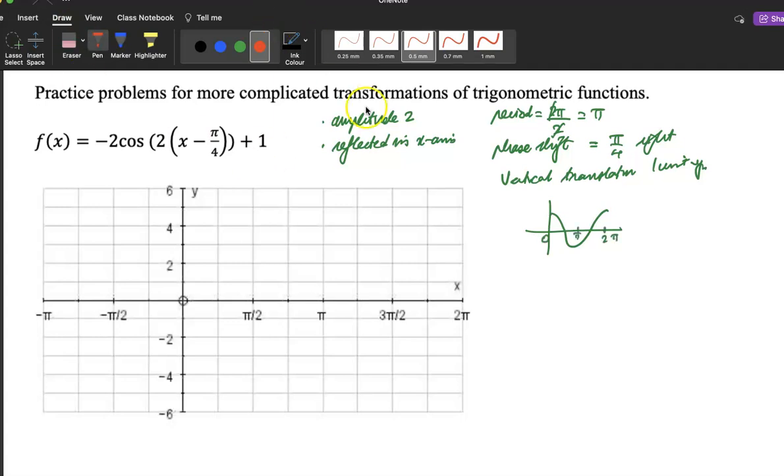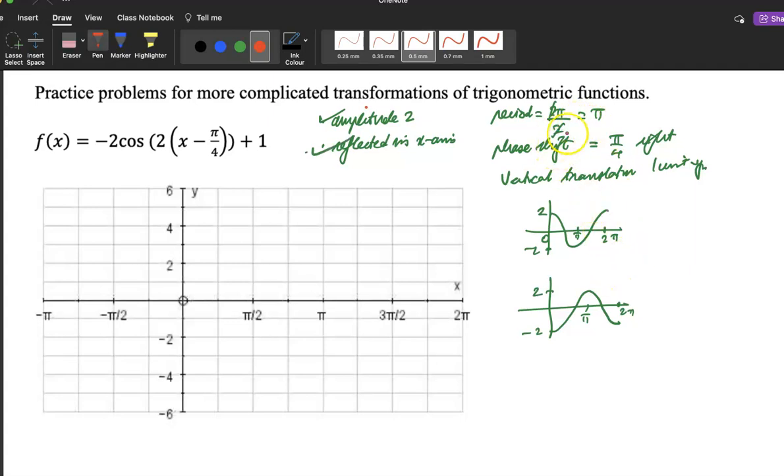Now we will apply all of this together. Amplitude is 2 means this will be 2 and this will be minus 2. So this is taken care of. Reflect in the x-axis. So you reflect this in the x-axis. So minus 2, 2, correct? So this is also done.